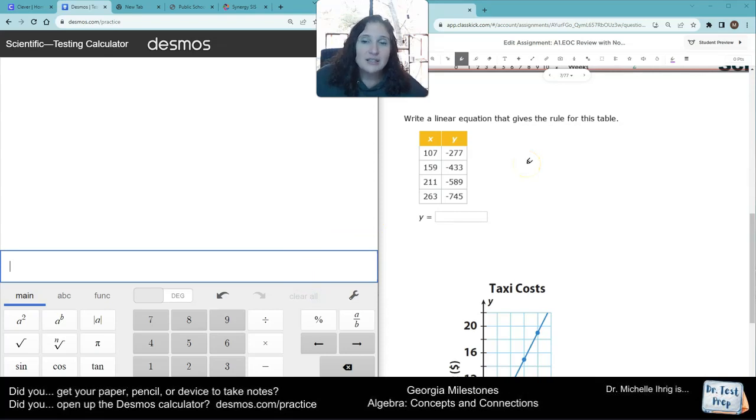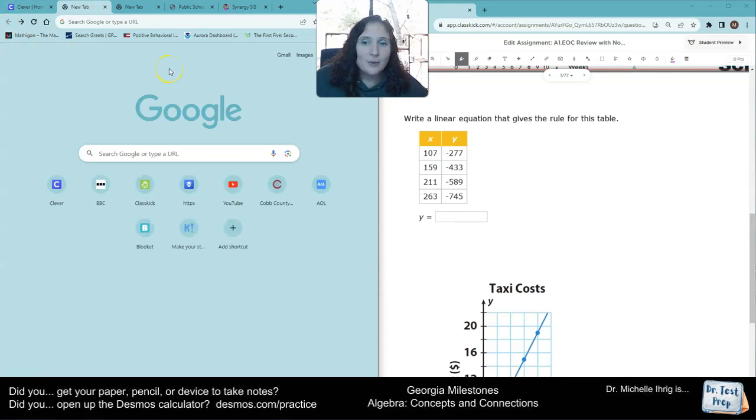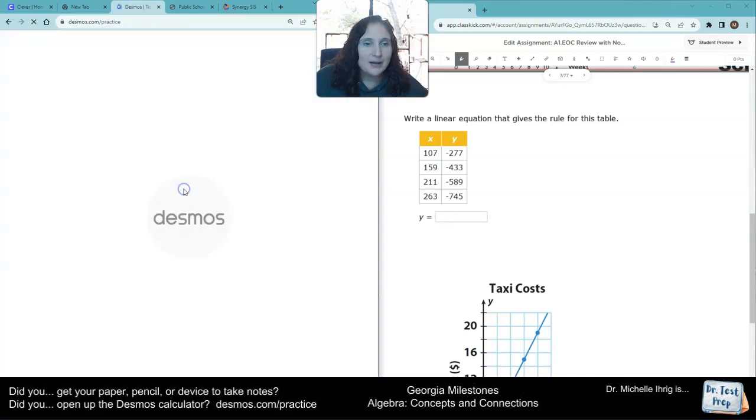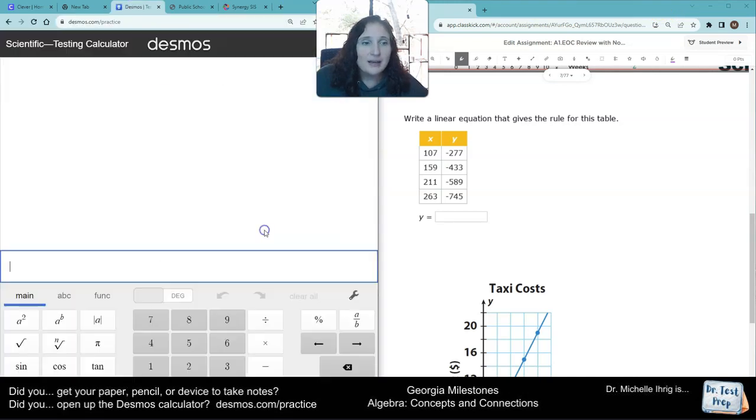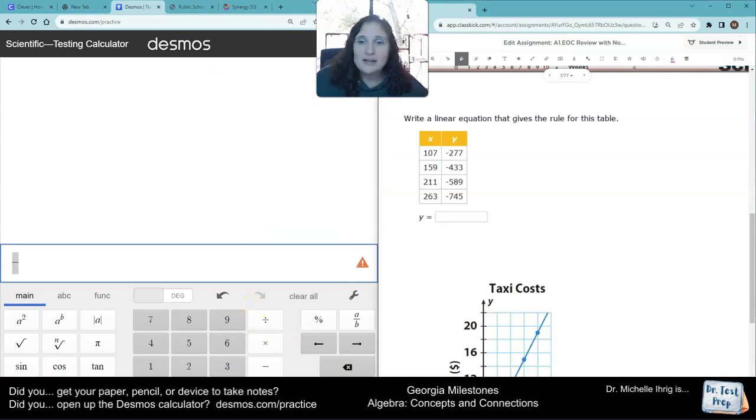Basically, you can type it into the graphing calculator to get your y equals mx plus b, but really you still need to do the slope. So let's just go ahead and do the slope. And remember, the slope is the division symbol, and we want to do the y's minus the x's. So I'm going to do negative 433 minus, I'm sorry, the y's are in the numerator, the x's are in the denominator. And then here I've got 159 minus 107.